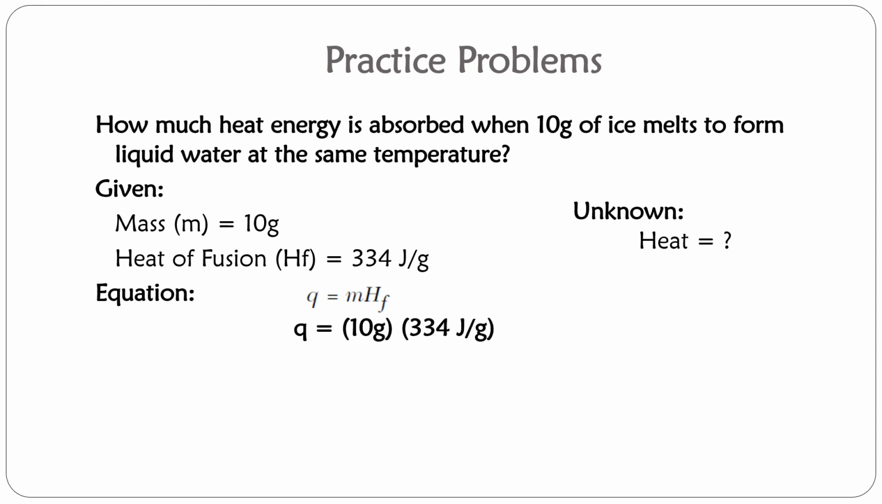The equation that we use for this question will be Q equals mHf. We'll just plug in the numbers. Mass is 10 grams and heat of fusion is 334 joules per gram. And then we'll just do the calculation, put the numbers in your calculator to get the heat energy to be 3,340 joules. So how did we get to those joules? Well, we just cancel the grams with the grams. The only unit that's left is the joules.